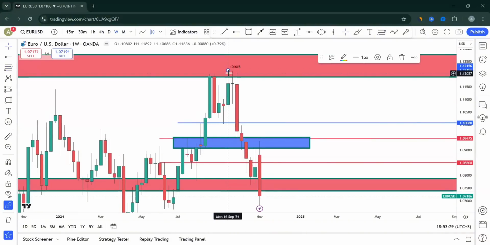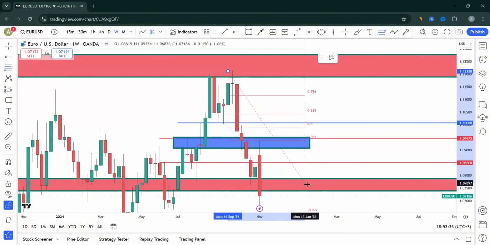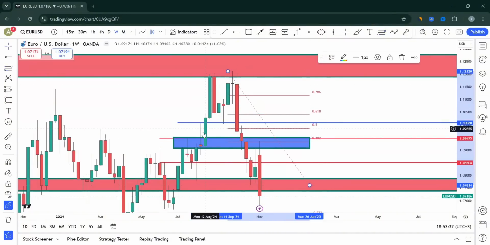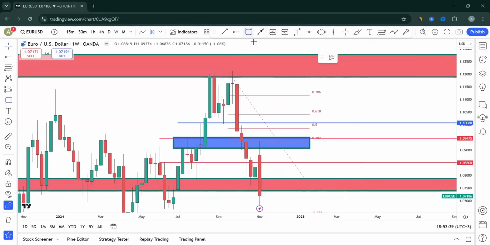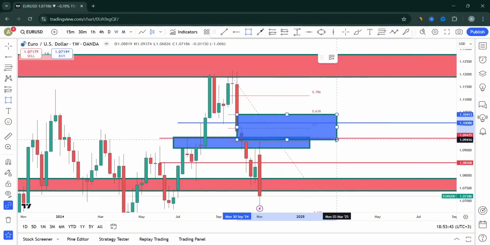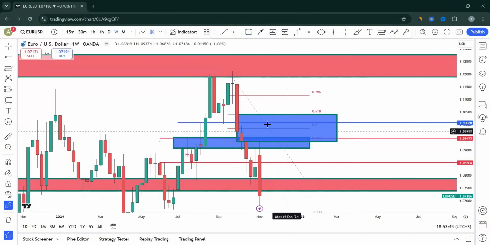Sorry, just go and delete that. Our impulse starts from up here, from up here up to down here. Now, remember we said that we do not have to break the golden ratio. So all this area here is where we want the price to come and test.